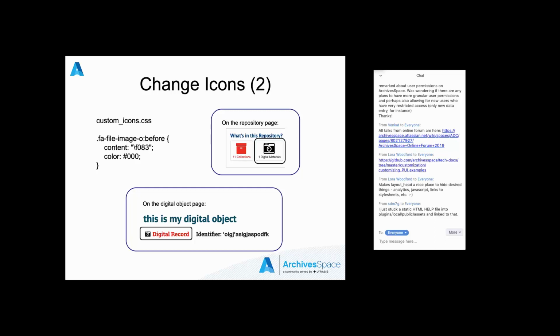So on the repository page, basically what that did was it changed the icon, as you can see there at the top right. And one thing to understand too is it changes the icon on all of the PUI pages. So everywhere that file image O icon was being used will now be a camera, and it'll also be black.